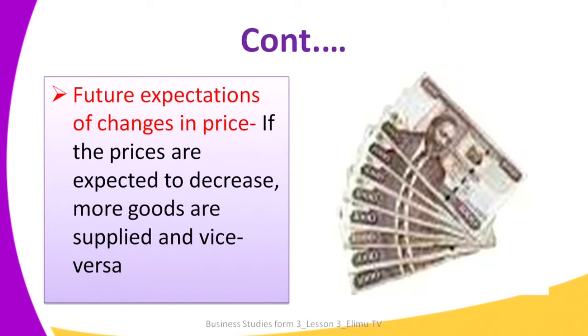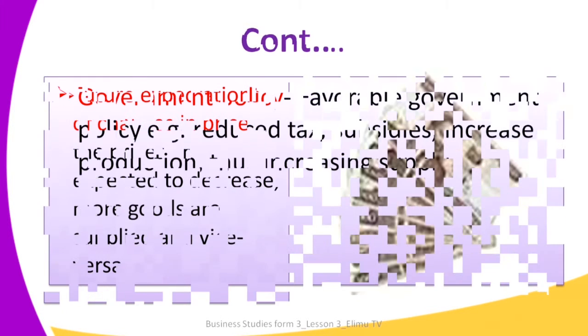So you'll find that future expectations of changes in price will depend on whether the prices are expected to decrease. If they are expected to decrease, more goods will be supplied. But if the prices are expected to increase, you'll find that less goods will be supplied, awaiting that time or that day when the price will increase.